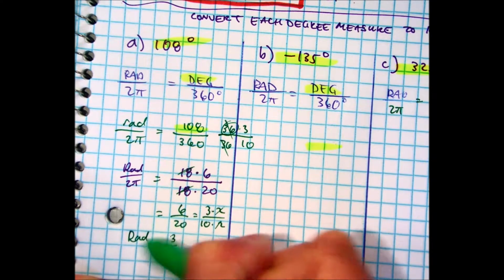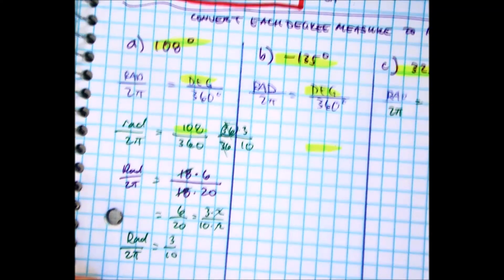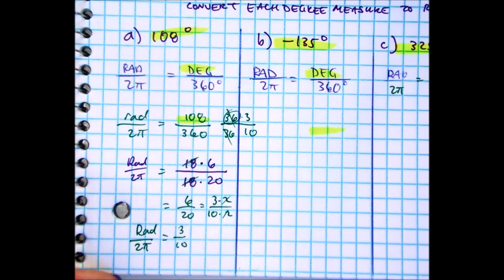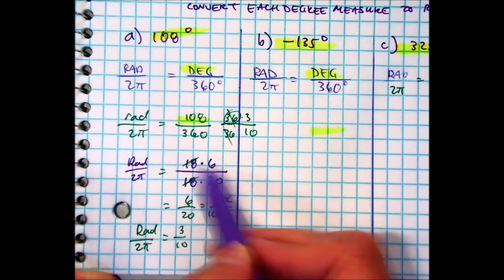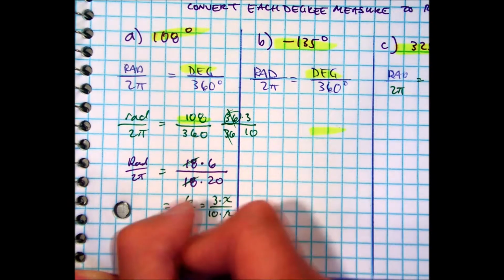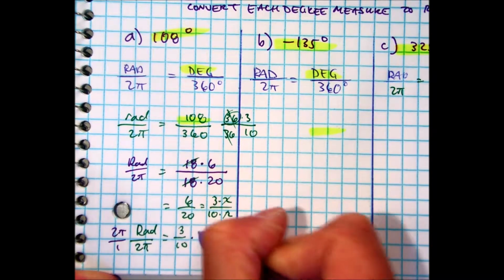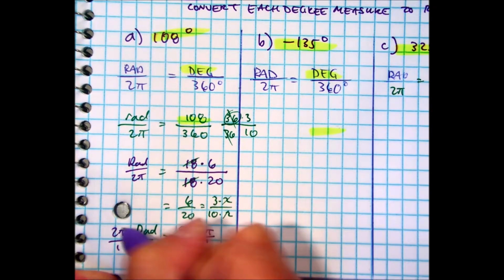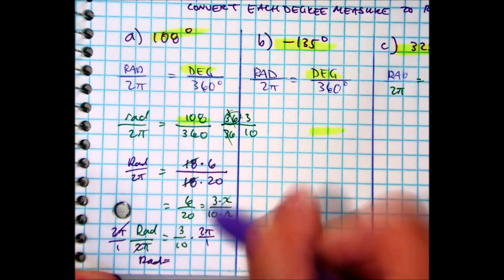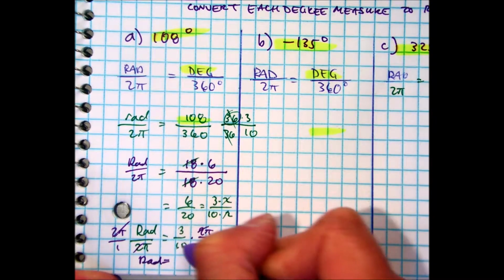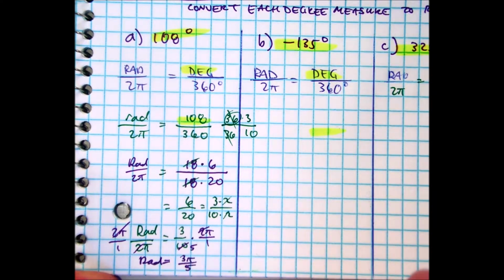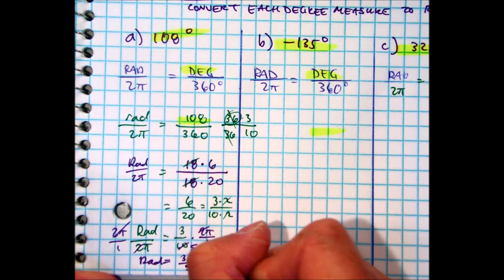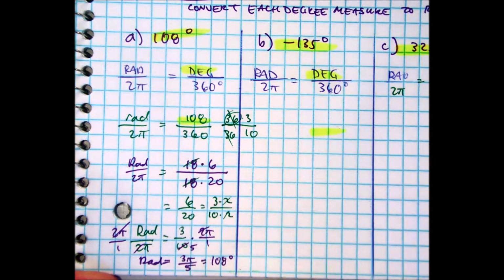So now I have radians over 2 pi equals 3 over 10. So you could do it super fast, or like me, it took some time and I had to do it twice. I'm just going to multiply both sides by 2 pi. And I have radians is equal to, 2 goes into 10 how many times? Raise your hand if you got 3 pi over 5. Okay, so 3 pi over 5 is equal to 108 degrees. That's my first answer.